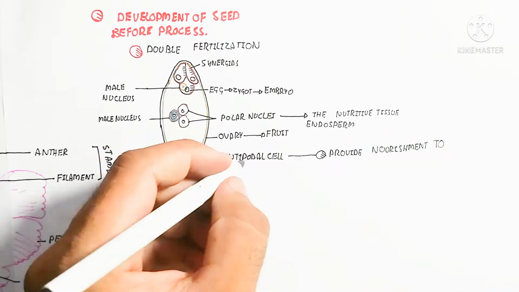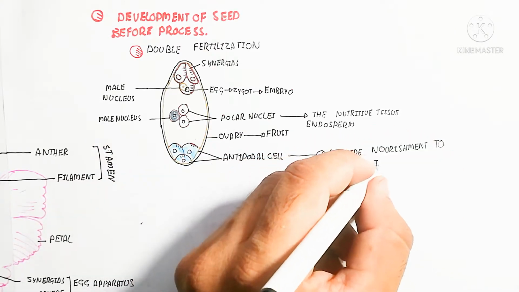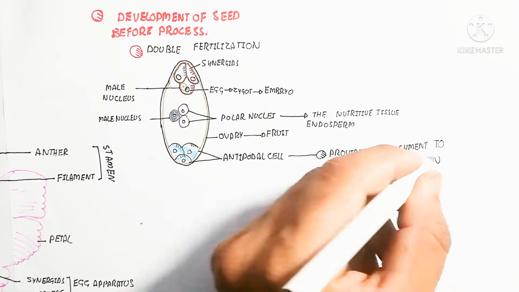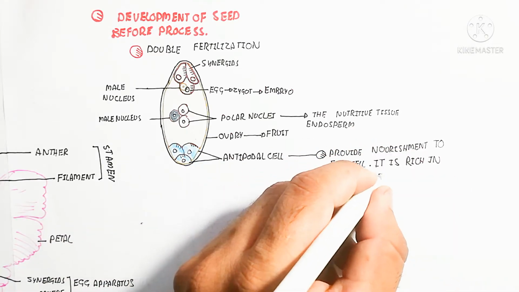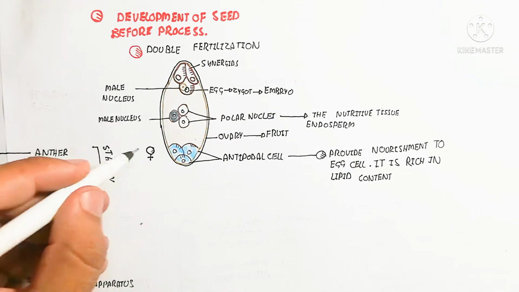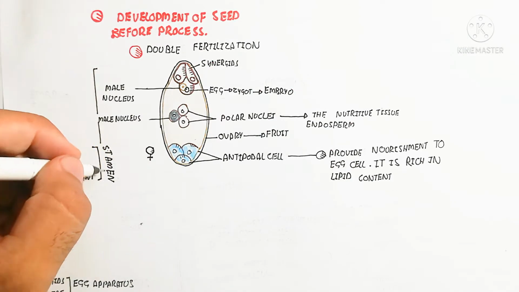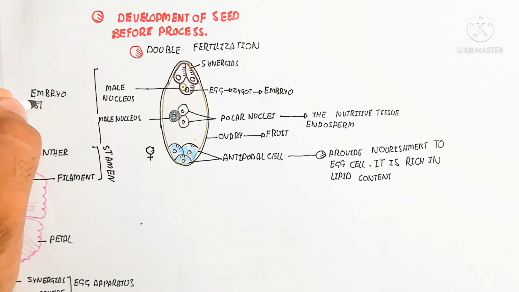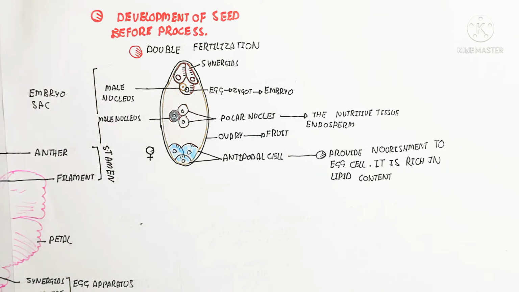Antipodal cells provide nourishment to the egg cell. It is rich in lipid content, also starch, but you should remember that it is basically rich in lipid content. So let's begin to understand the seed. So how is a seed developed?